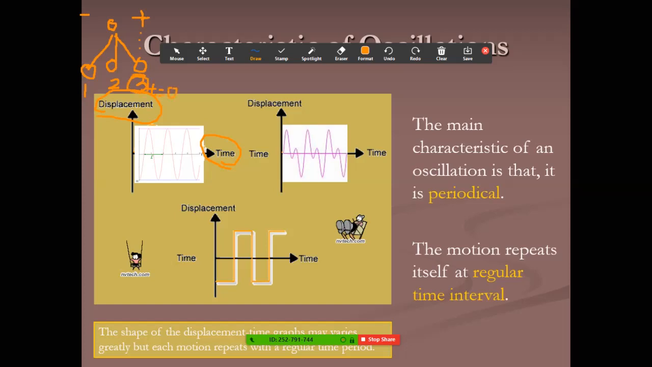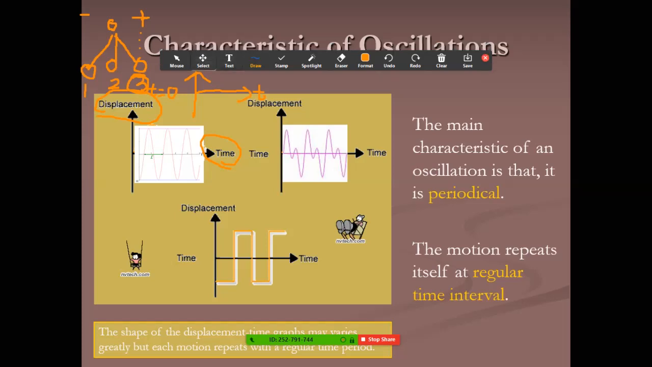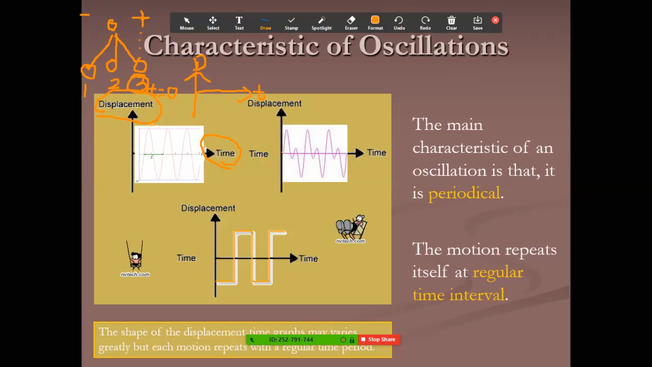If the time 0 started at the position of 3, how's the displacement graph going to look like? This is time. This is displacement. If you start at position 3, time 0, the displacement graph is going to start at the center, at the positive displacement or a negative displacement? Positive. So the graph is going to start here.